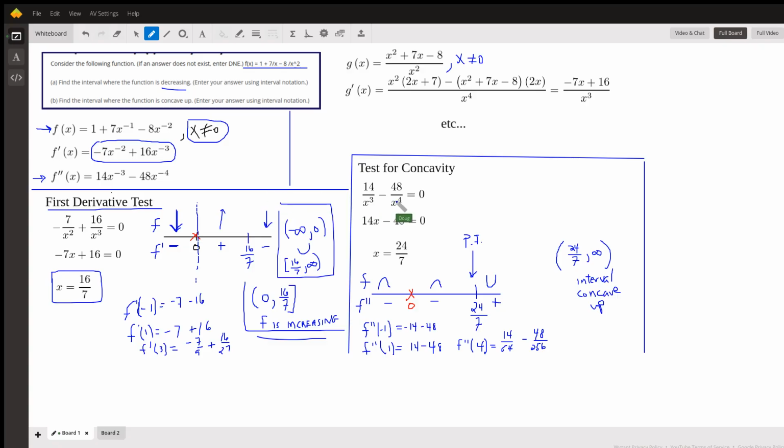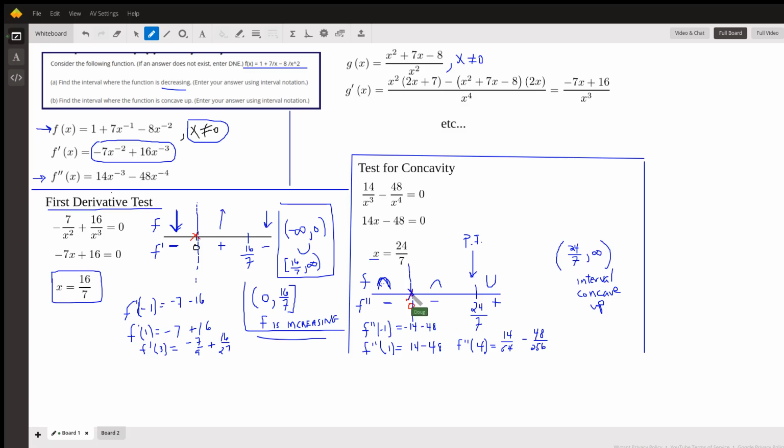Test for concavity is very similar. Set the second derivative equal to 0. You get a hypercritical number of 24/7. We still have to include 0 to find out what's happening on the branch to the left of 0. Turns out f double prime of -1 is negative, so the original curve is concave down. Think, when this is negative, we've got a frown.